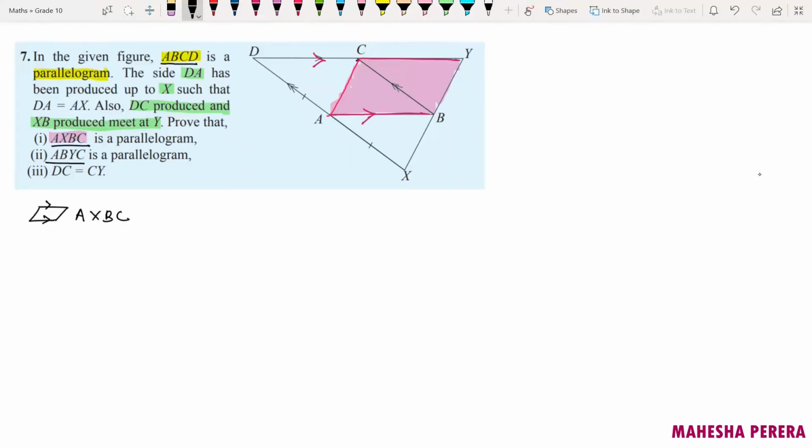AC, this side, is parallel to BX. Now we proved that this quadrilateral is a parallelogram, so the opposite sides should be parallel, right? Now if you consider the whole line, it's XY. Again, AC is parallel to XY, because this is the same line. So instead of BX, I can write XY. So I'm going to write AC is parallel to XY.